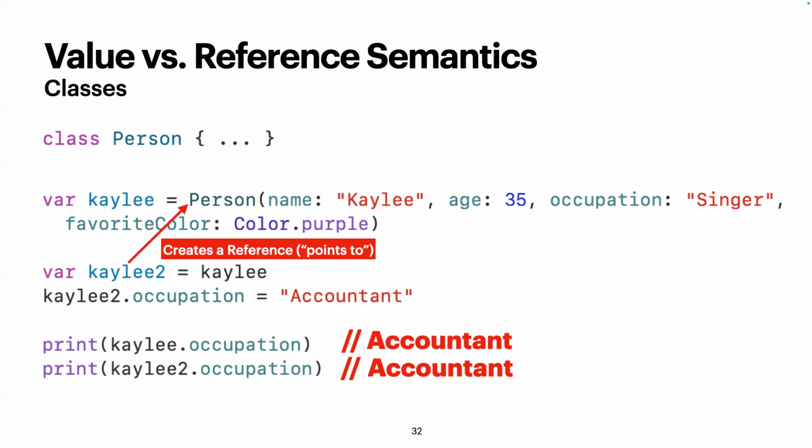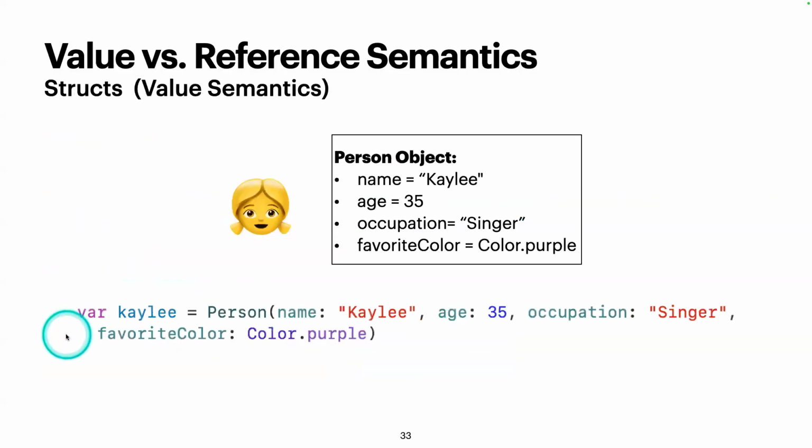So when we do this, we're not creating copies anymore. Since classes are reference types, Kaylee2 now points to Kaylee. So when we do Kaylee2.occupation equals account, we're actually changing this one right here. There's no two separate things anymore. It's just a single thing, and Kaylee2 just points to it, and we're just mutating the original data.